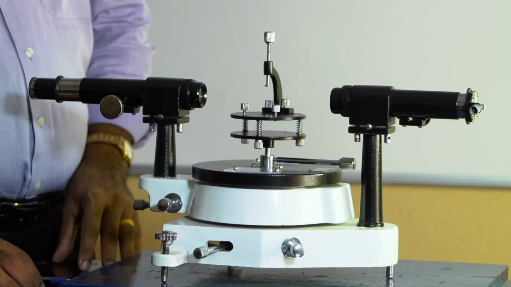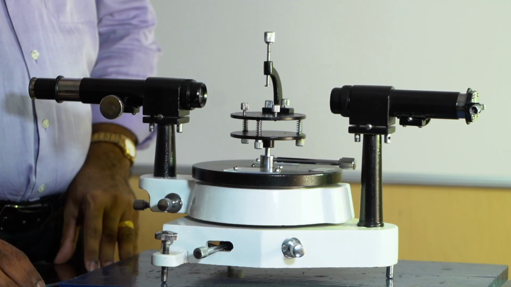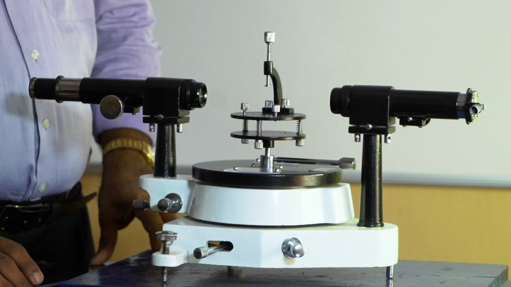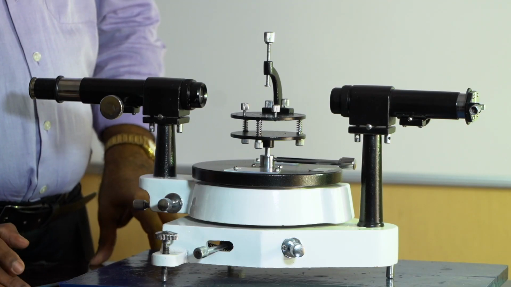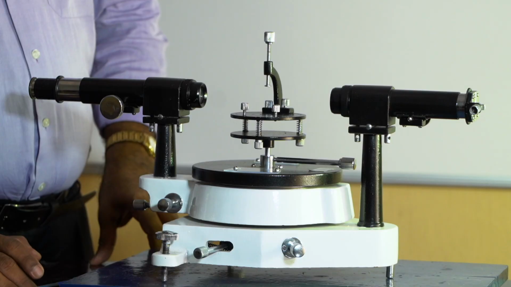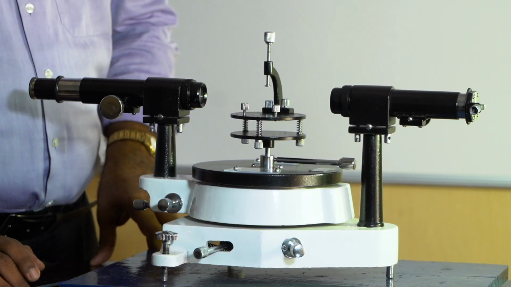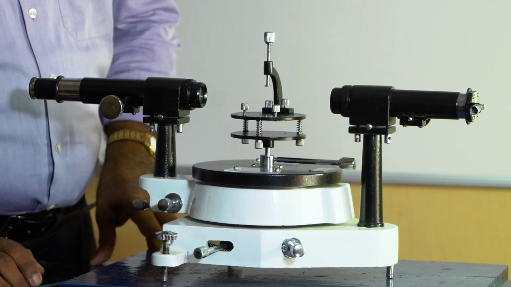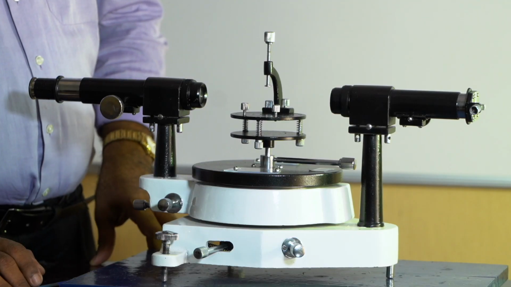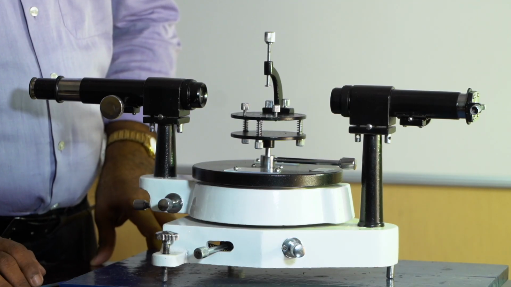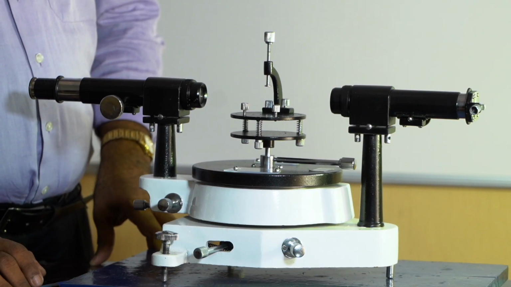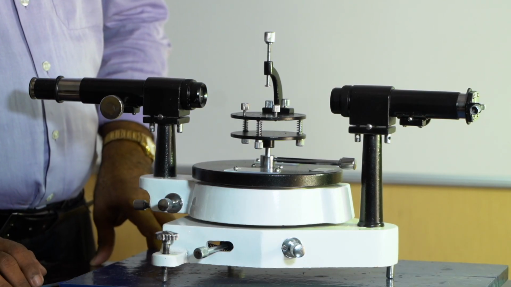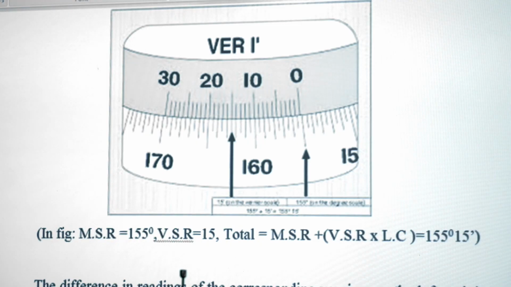In order to take the readings of the vernier, first we have to find out the least count of the vernier. Least count of the vernier means the value of 1 main scale division divided by the number of divisions on the vernier. Here the spectrometer has verniers with 30 divisions each, and in the main scale the value of 1 main scale division is 0.5 degree. So you can calculate the least count of vernier 1 and vernier 2.